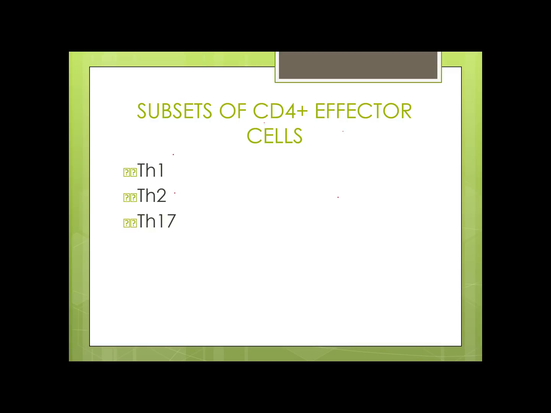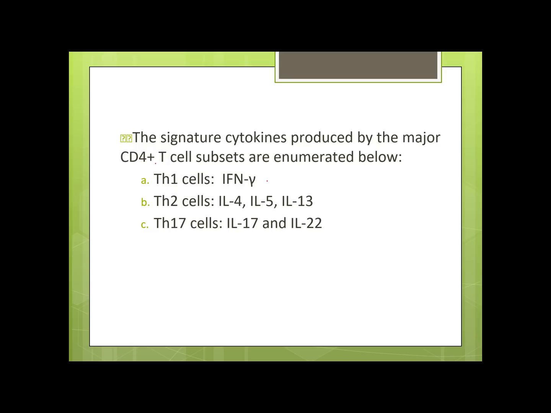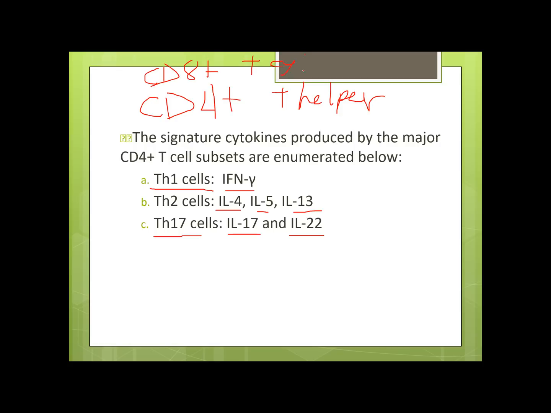Now, what are the different subsets of CD4 positive effector cells, yung T helper? Ang alam natin, class, or was discussed previously, is yung T helper 1, T helper 2. But this time, there is another subset, yung T helper 17. So the signature cytokines produced by the major CD4 positive T cell subsets are enumerated. So si T helper 1, class, would secrete interferon gamma. Si T helper 2 would secrete the cytokines interleukin 4, 5, and 13. Si T helper 17 would secrete interleukin 17 and 22. So please take note of the cytokines secreted by the different CD4 positive cells or your T helper. Pakitandaan, class ha, kapag tinawag mong CD4 positive, we're talking about here the T helper. Kapag CD8 positive, si T cytotoxic yan.